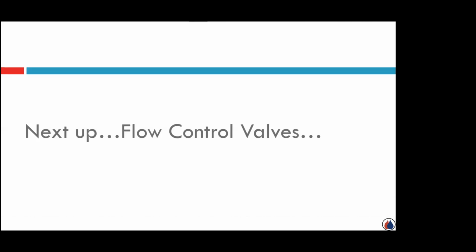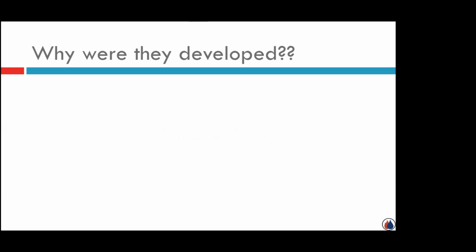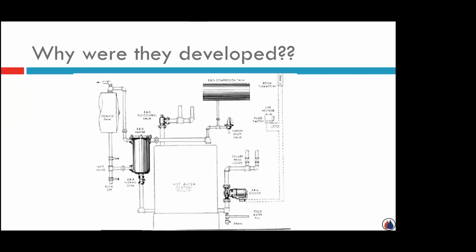Moving on, next component that we bump up against, flow control valves. So why were they developed? Why was a flow control valve, a flow check is also another term that you hear out in the industry. Why were they developed? Well, it started back as they were converting from gravity hot water and moving to forced circulation, because with gravity, they'd never be able to open that check.